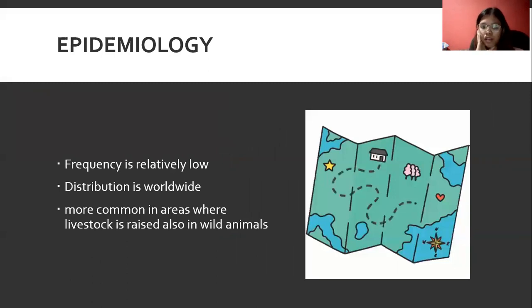Okay, so epidemiology, frequency is relatively low. Pero ang distribution is worldwide. So it is more common in areas where livestock is raised and also found in wild animals. So tulad ng nabanggit ko kanina, kasi nga ang kanyang ini-infect is either pigs or cattle.